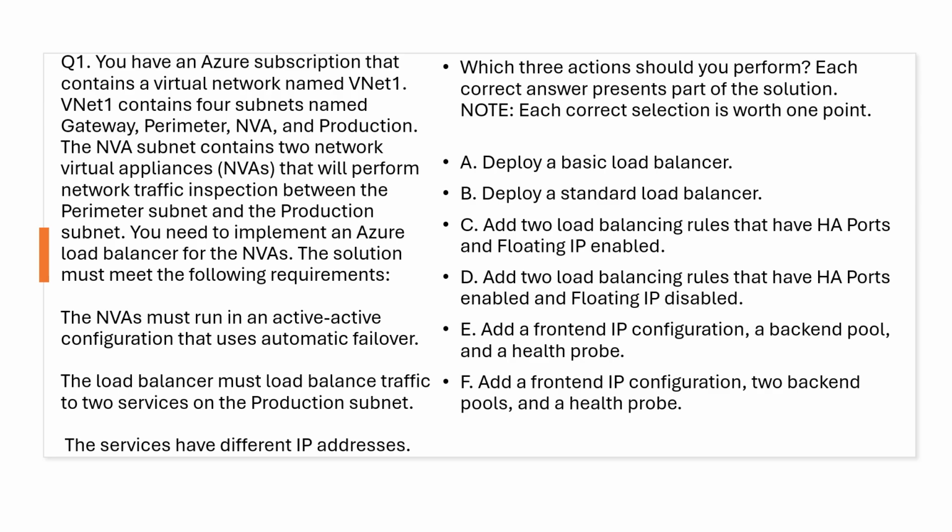A. Deploy a basic load balancer. B. Deploy a standard load balancer. C. Add 2 load balancing rules that have HA ports and floating IP enabled. D. Add 2 load balancing rules that have HA ports enabled and floating IP disabled. E. Add a front-end IP configuration, a back-end pool, and a health probe. F. Add a front-end IP configuration, 2 back-end pools, and a health probe.